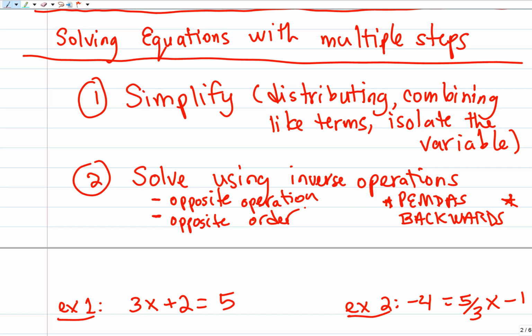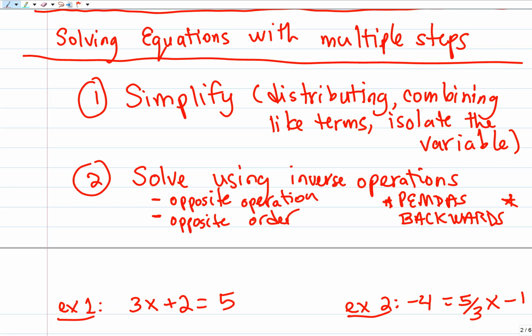Hence, PEMDAS backwards. You start by undoing the adding and subtracting. Then you undo multiplying and dividing. Then you undo exponents. And we're not going to get to all that yet. But the idea is that this idea of inverse operations may seem more complicated now, but it will last you. And I know it's good because, first of all, it's the way I was taught, so it must be right. No, that's not it.